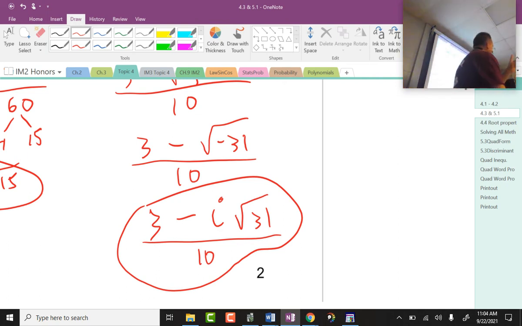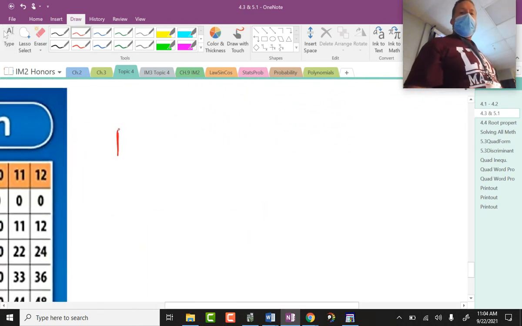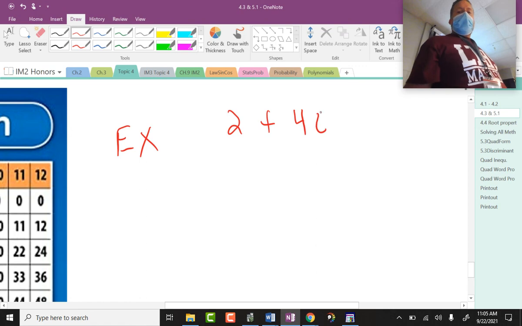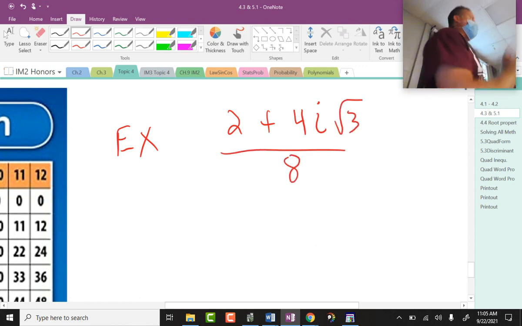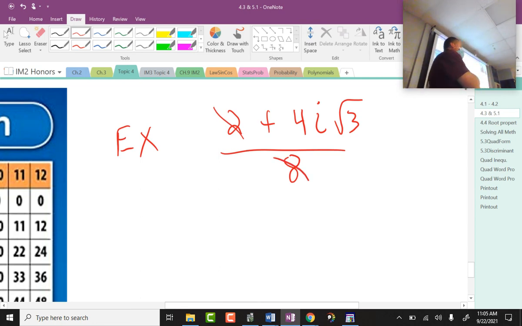Okay, so that's done, but let me show you one more thing, because I wish I had a better example than this. Let's pretend that we had an example next to our times tables here, and we ended up with this as an almost final answer. Let's say it was 2 plus 4i root 3 over 8. Here's another naughty thing in math that I see students do all the time. I see students that say, oh, okay, those cancel, 2 over 8 becomes 1 over 4.